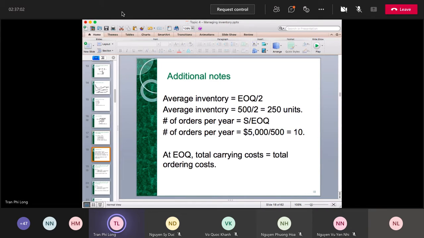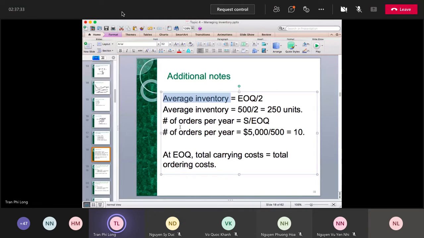Or maybe I will ask you, what is the optimal average inventory? Remember, I asked you the average optimal inventory. I don't ask you the Q star. So you also have to answer it. You can answer it by dividing the EOQ by 2, okay?